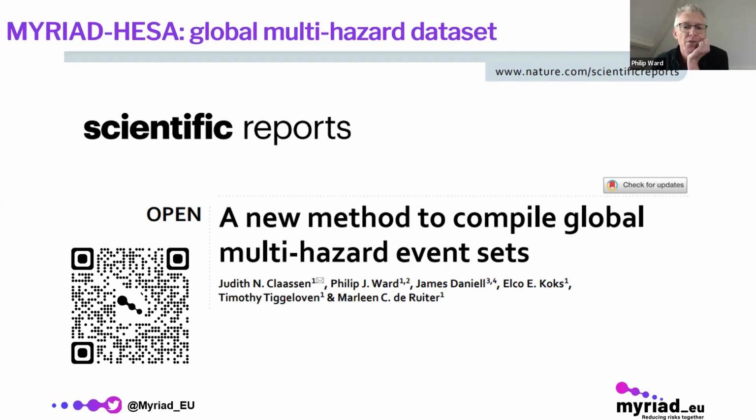That last one was more conceptual. This is a method developed by Judith Klaassen, basically to develop a global multi-hazard event set. So where can we map in the past where these different multi-hazards have occurred? This is a global study, but within MIRACA, so there's already a link. We've actually been working with colleagues there to do this also at the European scale, using more high-resolution data. Next slide, please.